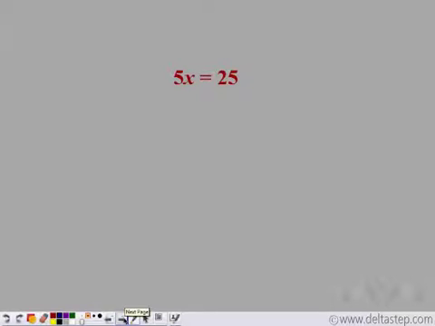So now how can you solve this equation? 5x is equal to 25. In order to solve this equation, we need to have only x on this side. How can we have only x? If we get rid of this 5. Now, we can get rid of this 5 by dividing this side by 5. So, we have to divide this side by 5.